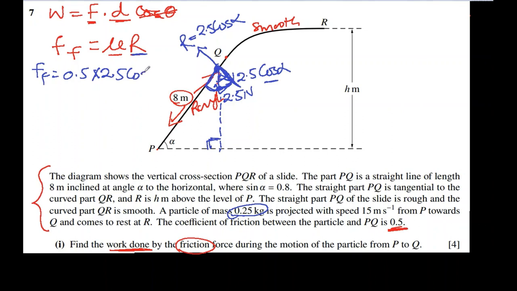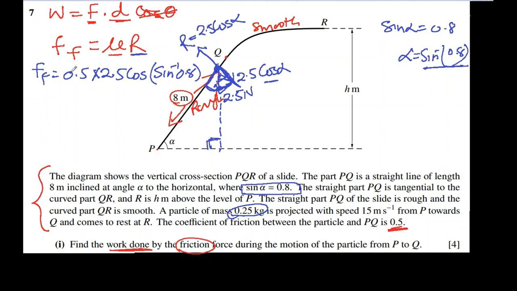Now alpha is not known to us. They have given here sine alpha is 0.8. That means alpha will be sine inverse 0.8. And I don't want to evaluate this. I want to leave this to my calculator. So in place of the angle, I'll write sine inverse 0.8. I do not take the risk of rounding off and getting a slightly different answer than what is required. So I just write like this. Please keep in mind, this is an angle.